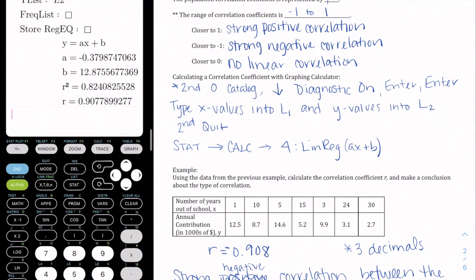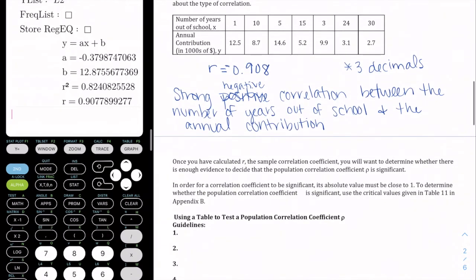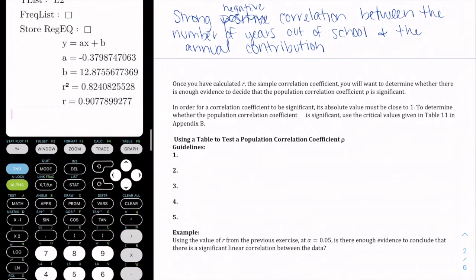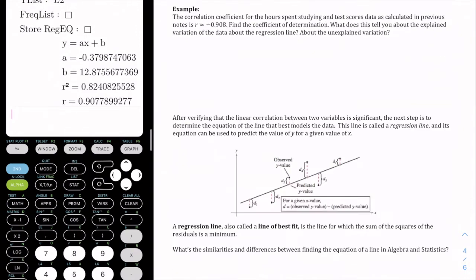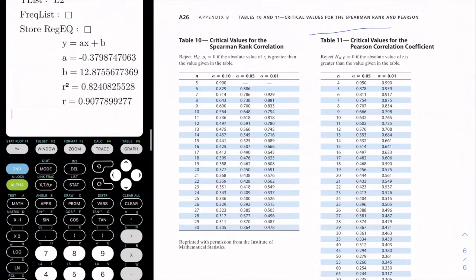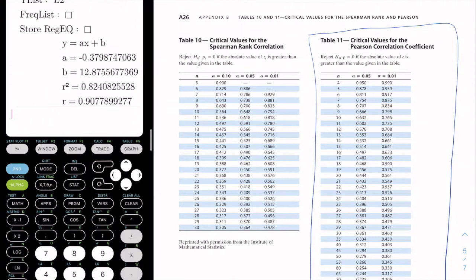Okay, sorry about that. So once we figure out what our correlation coefficient is, we can test to determine whether or not there's a significant correlation in terms of the population. In order for a correlation coefficient to be significant, its absolute value must be close to 1. To determine whether the population coefficient rho is significant, use the critical values given in Table 11 in Appendix B. So this is on page 22 of your tables. Okay, so we're going to use this right-hand column for our critical value.